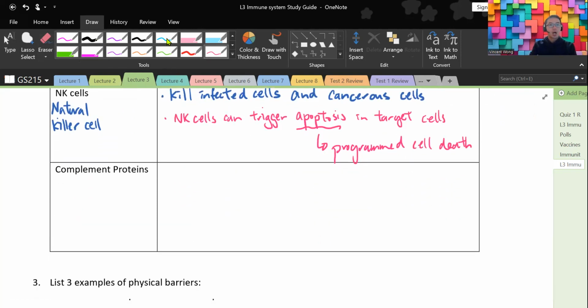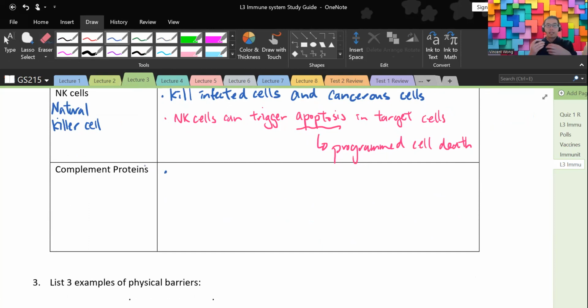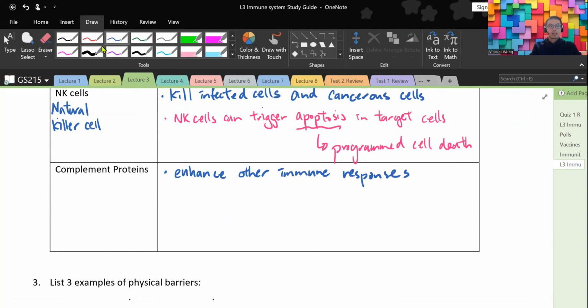All right, next one, complement proteins. So these complement proteins, they are made in the liver, and there are many different complement proteins. They can be turned on or off, right? When you're not fighting an infection, they are typically off. And when you turn them on, their purpose is to enhance other immune responses. Okay.